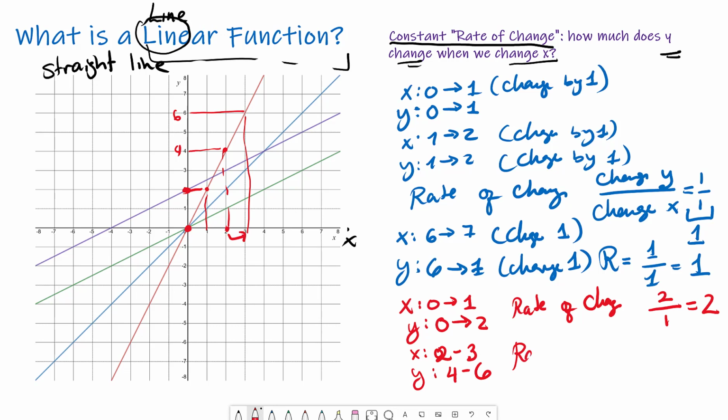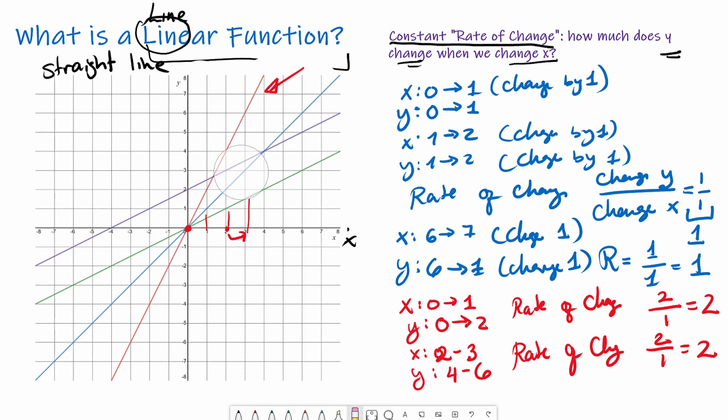So again, our rate of change is just 4 to 6, which is 2 units, divided by our change in x, which is 1 unit, so it equals 2. So no matter where we go on this line, the rate of change will stay constant. So let's look at the other examples here.